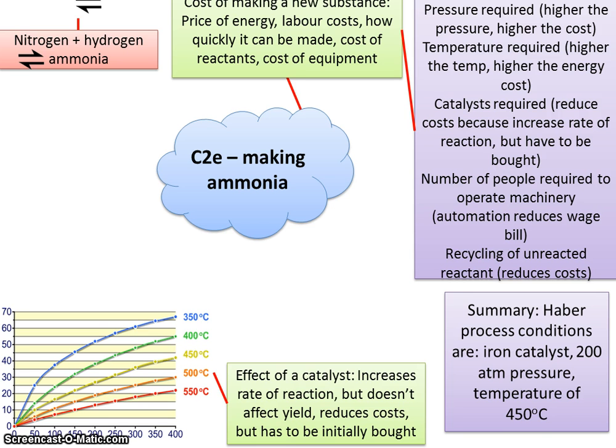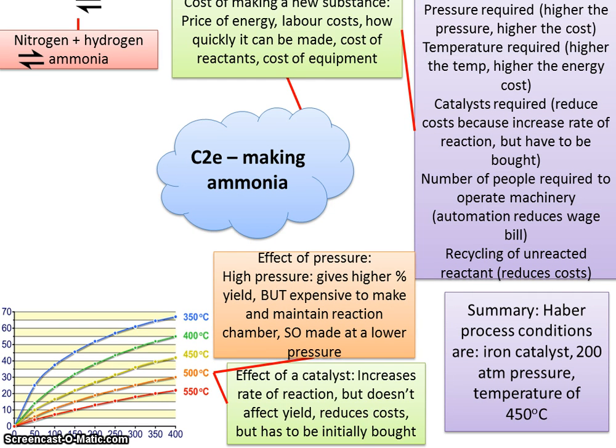This comes up all the time where they ask you to name the conditions you need for the Haber process to work. It'll either be that, or they'll put a little graph that you can see in the bottom left hand corner, and they'll ask you to describe what's going on in that graph. So make sure you look at it very carefully.